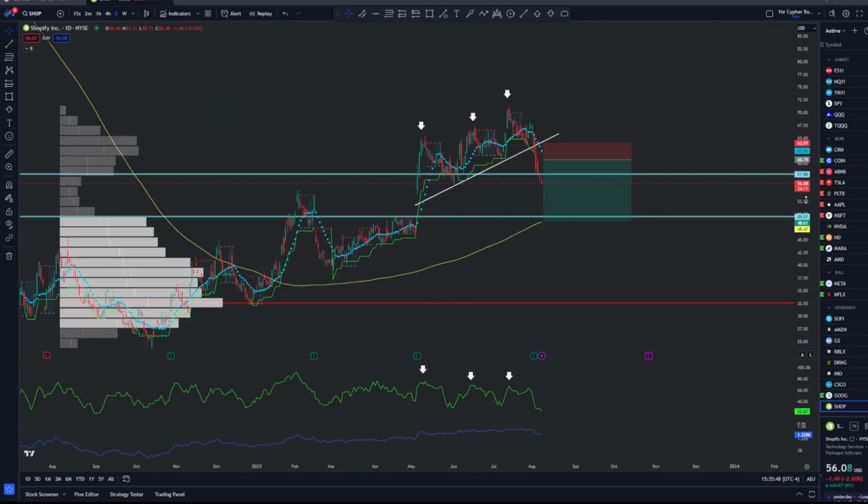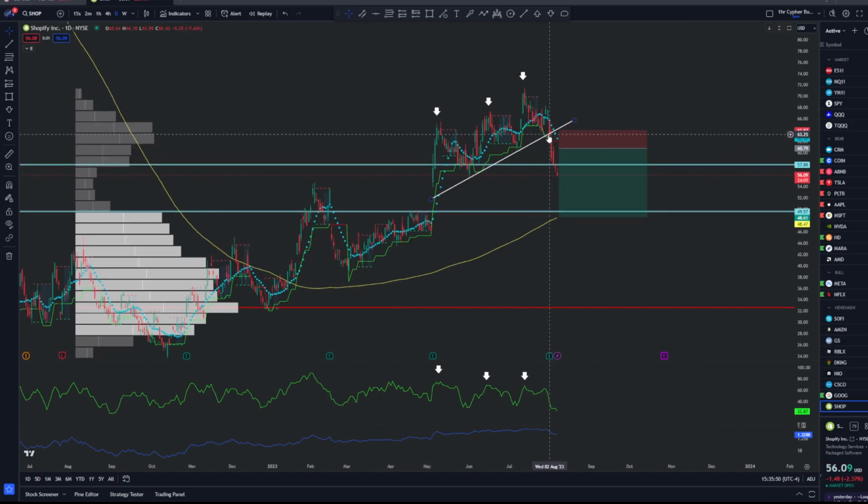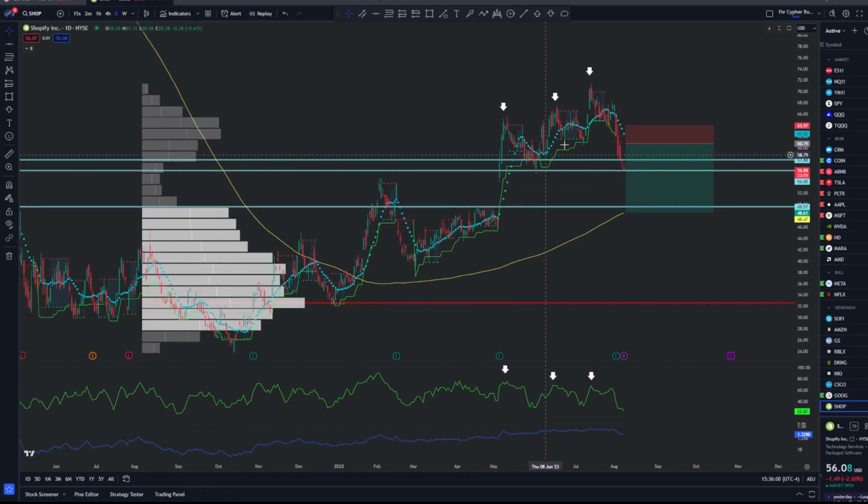But looking here on Shopify right now, you can see that we have broken the support level. This was our most recent swing low right here, up to the most recent swing high. So if we actually break this 6-month trend, I'm actually going to go through and get rid of this.